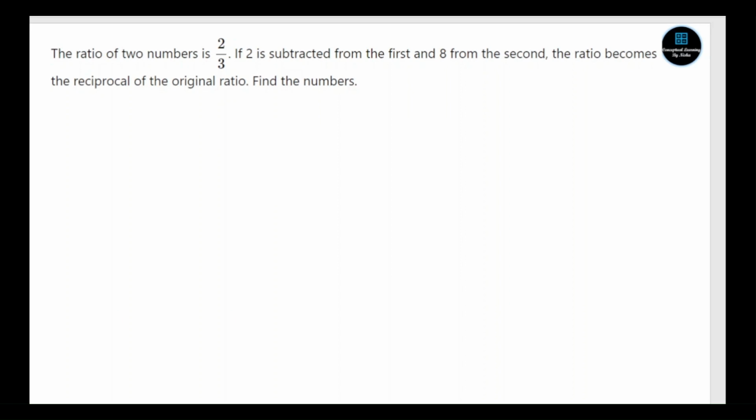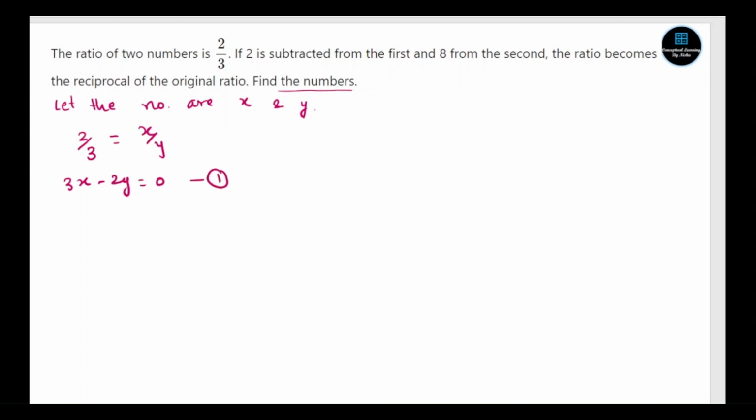Now here they have given the ratio of two numbers is 2/3 and some situation is given and we have to find the numbers. So let the numbers be x and y. Now as per the situation, first we have 2/3 equals x over y. Now I'll make the first equation, so I'll cross multiply and simplify, so I'll get my first equation.